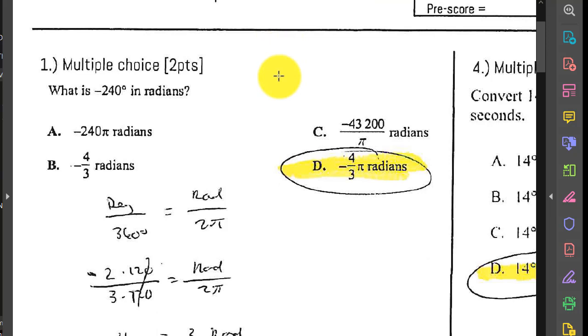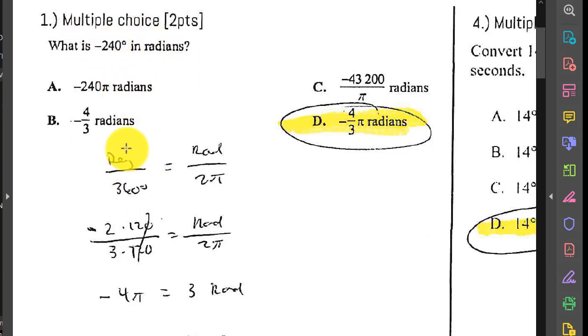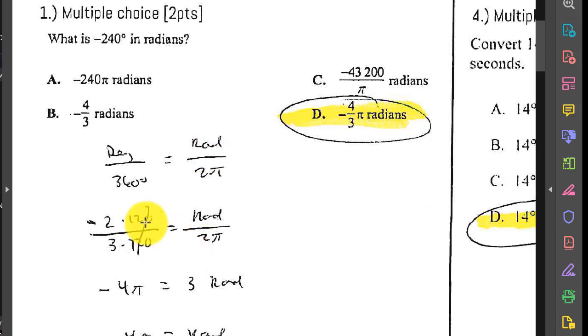Question number 1 says, what is 240 degrees in radians? So angles are measured in degrees and radians, and we're converting them. So my awesome proportion is degrees over 360 equals radians over 2 pi. So part over whole equals part over whole. 240 degrees goes in there where it says degrees, and I broke down the factors of negative 240 is negative 2 times 120. And 360 is 3 times 120.